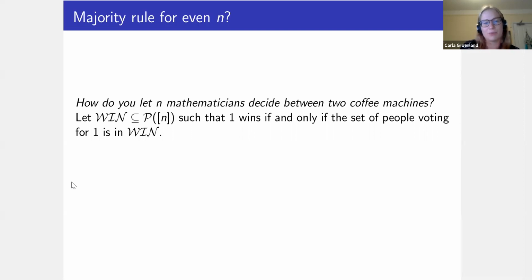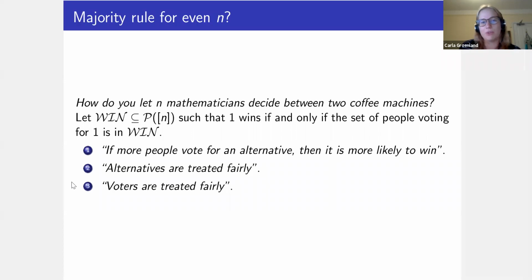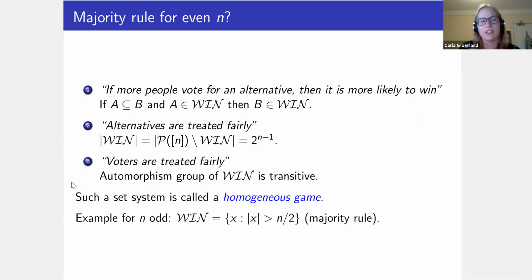So what are some natural properties here? Well, if more people vote for an alternative, it's more likely to win. Alternatives are treated fairly, and voters are treated fairly. These are all 3 natural things we may want for some kind of voting rule. So let's put this in some mathematical terms. This first condition is kind of easy: whenever you have a winning coalition and there's something bigger, then it also needs to be a winning coalition.